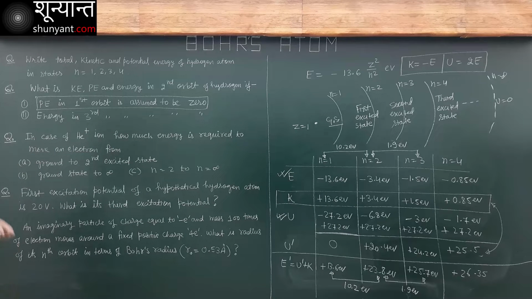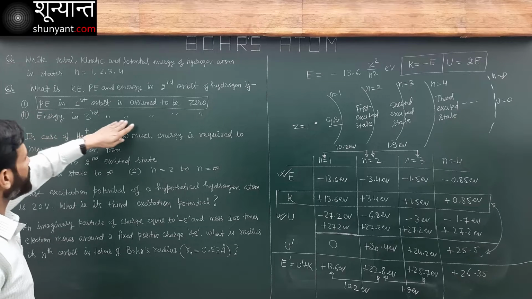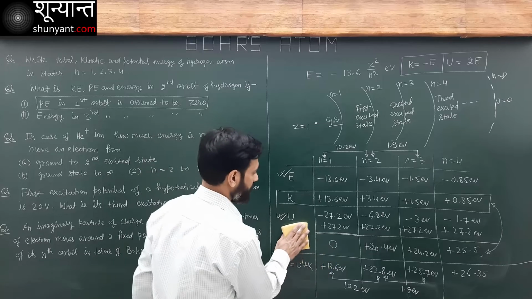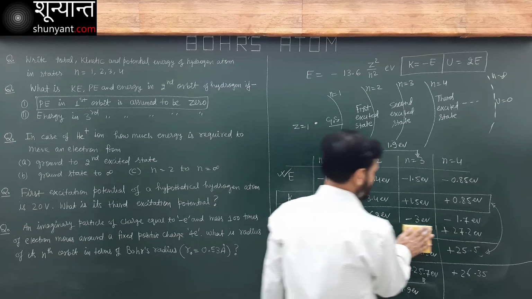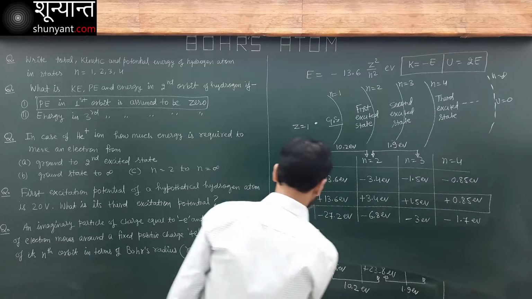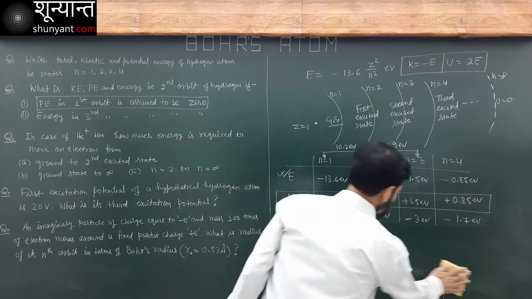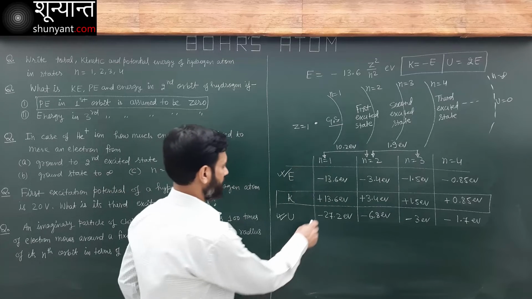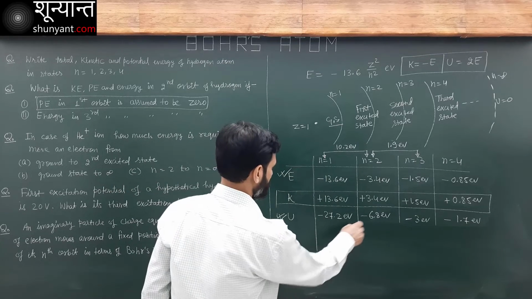Can you do the next problem in a similar manner? Energy in third orbit is assumed to be 0. I'm going to clean all this. Alright, note it down. Now, I'm changing my reference. Now, total energy I'm taking to be 0. Total energy. Let me write here.